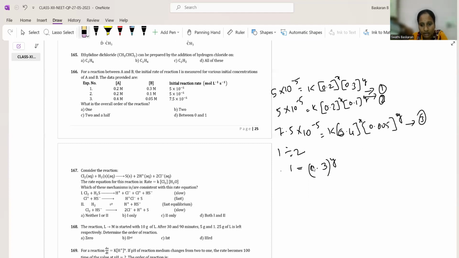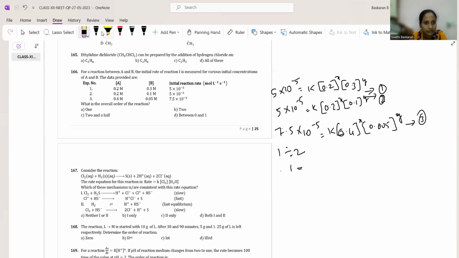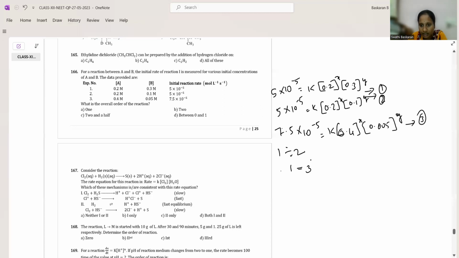So this is 3 raised to the power y. Now in these types of cases where the bases are not equal, what we do is apply log on both sides. So if we apply log on both sides, it becomes log 1 is equal to log 3 power y.